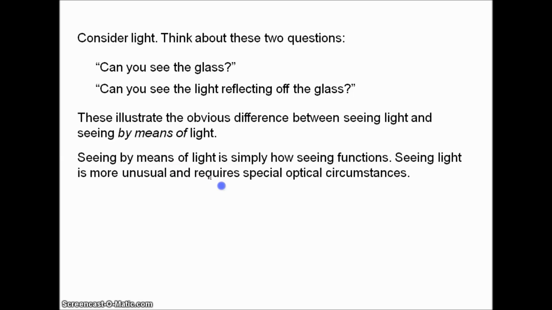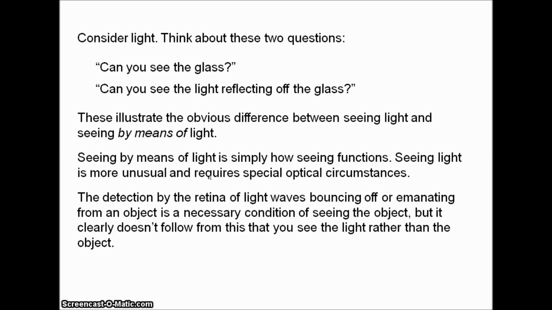So just because the detection of light waves from the object is a necessary condition of perception, it doesn't follow that you perceive the light rather than the object. And that's the case with every other causal intermediary. So I think the causal argument is, as I say, a very weak argument, and it straightforwardly confuses how we perceive with what we perceive. How we perceive, yes, that does require a whole bunch of complex processes, but what we perceive can still be the object out there in the world.